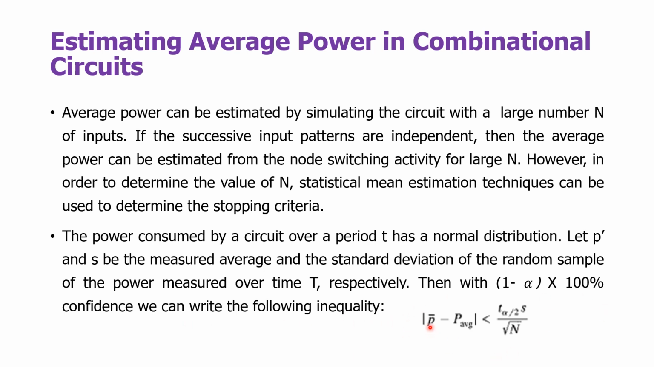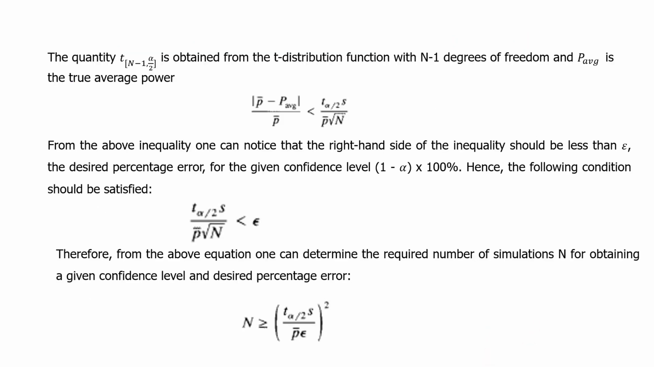This is the mean value P bar minus P average, the modulus, is less than t alpha by 2 times S divided by square root of capital N. So this is the inequality. The switching activity can be estimated by using the T distribution. So P bar is the mean value, and square root of N is the sample. The quantity t(n minus 1, alpha by 2) is obtained from the T distribution function with n minus 1 degrees of freedom, and P average is the true average power.